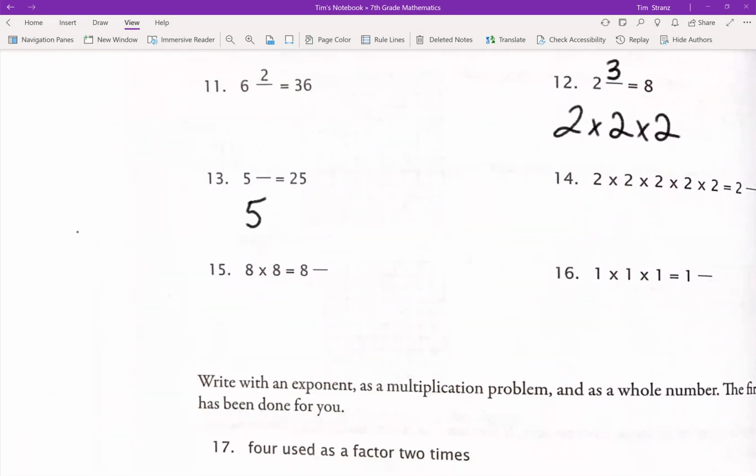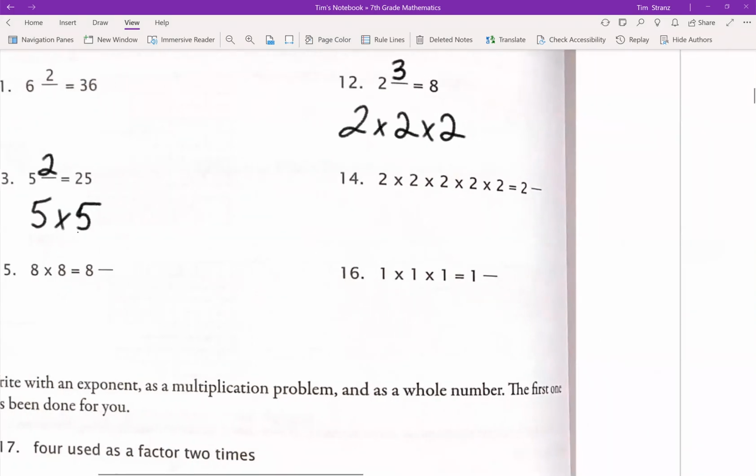Okay, number 13, 5 to what power gives you 25? Well, we know that 5 times 5 gives you 25. So that's going to be 2 5s, or you could say 5 squared. Okay, number 14, we have 2 times 2 times 2 times 2 times 2. So how many 2s do we have? We have 1, 2, 3, 4, 5 2s. 2 to the 5th power.